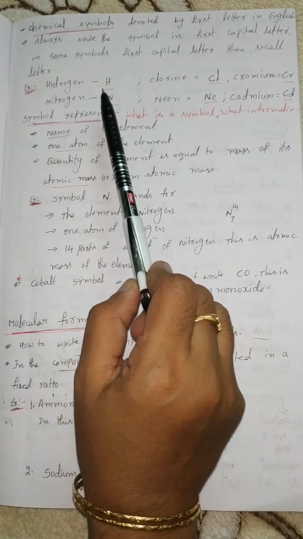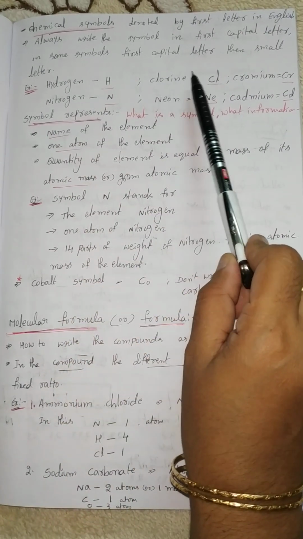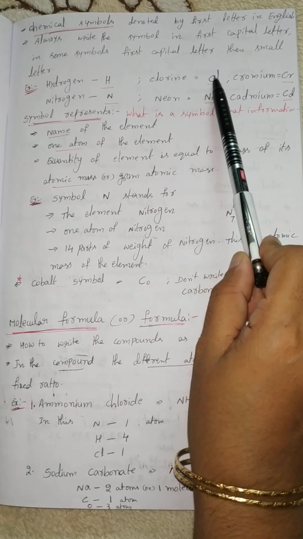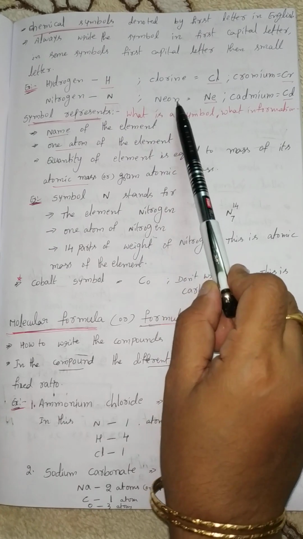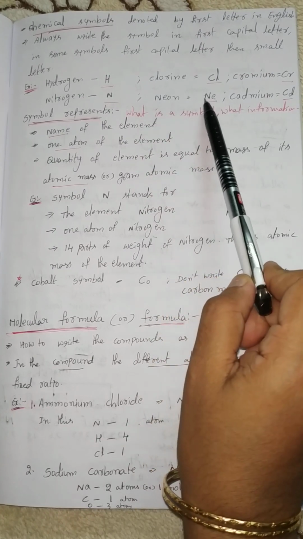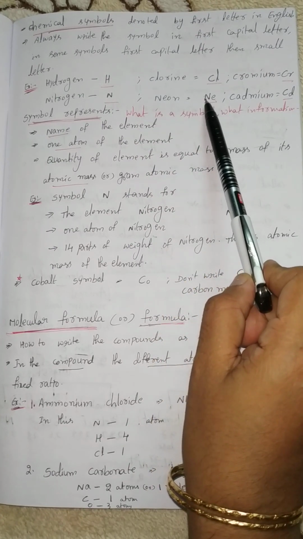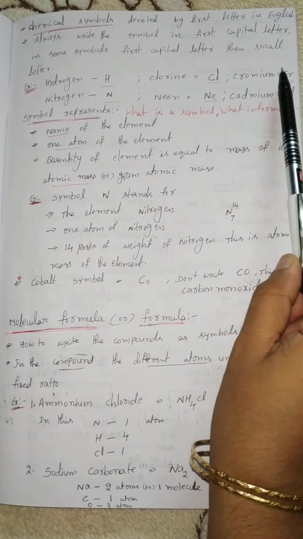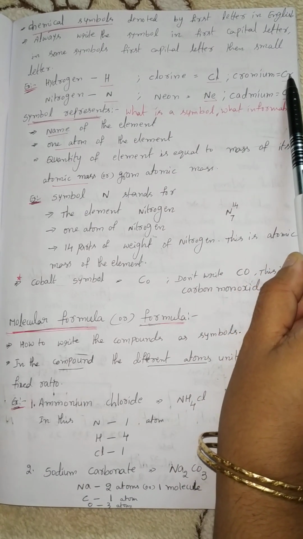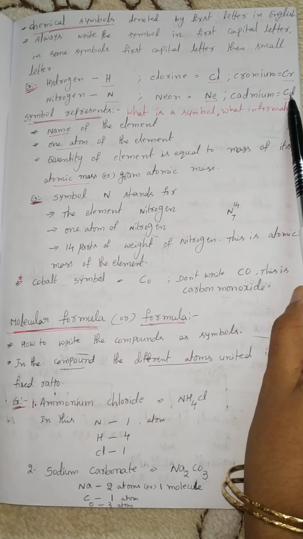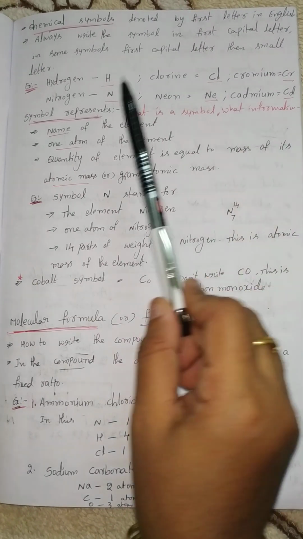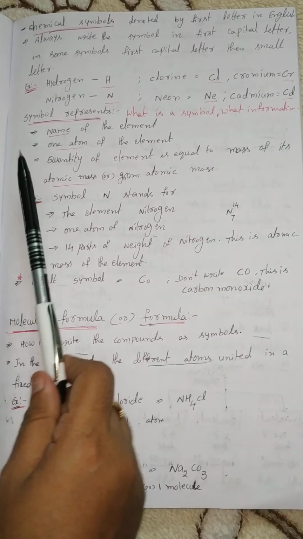Nitrogen, capital N. Chlorine, here two letters, but first letter capital C, next small letter l. Neon also two letters, capital N, small e. Chromium, capital C, small r. Cadmium, capital C, small d. So these are the symbols.